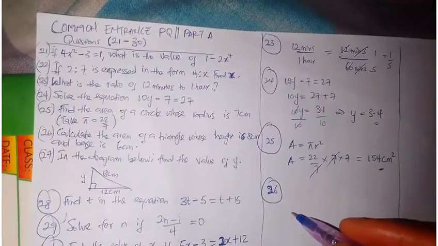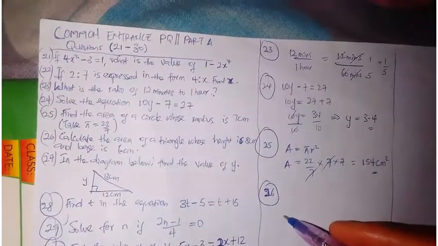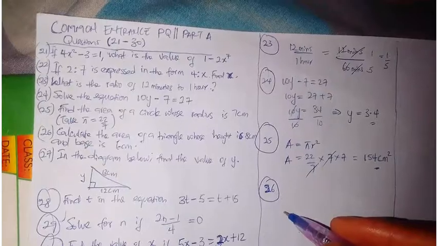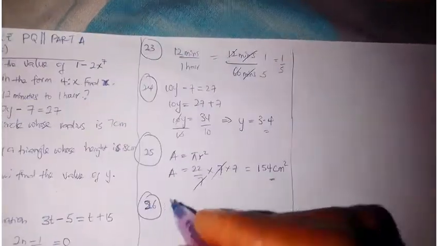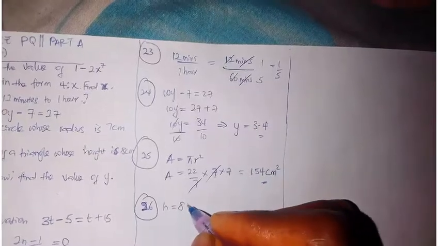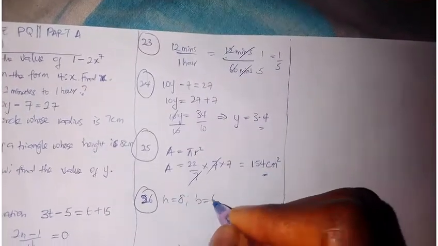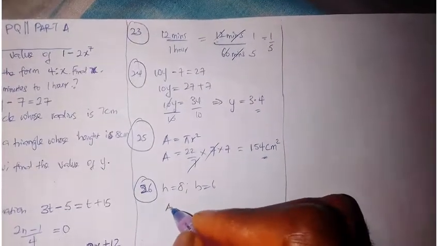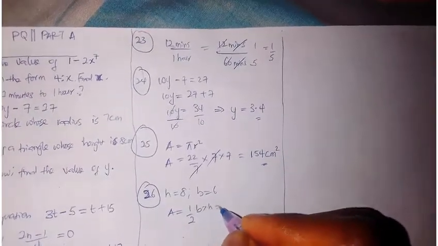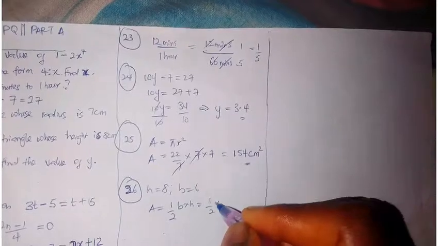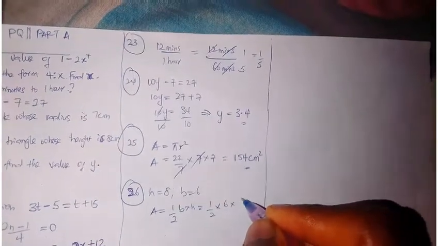Number 26 now. Calculate the area of a triangle whose height is 8 centimeter and base is 6 centimeter. H is 8, B is 6. Area of a triangle is 1/2 base times height. That's 1/2 times my base, 6, height is 8.